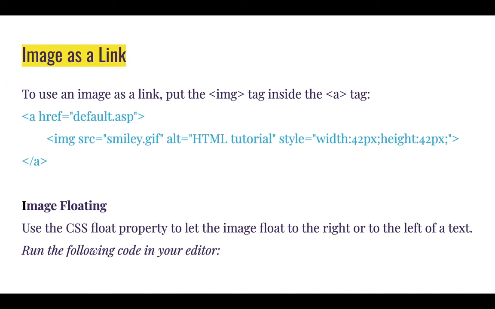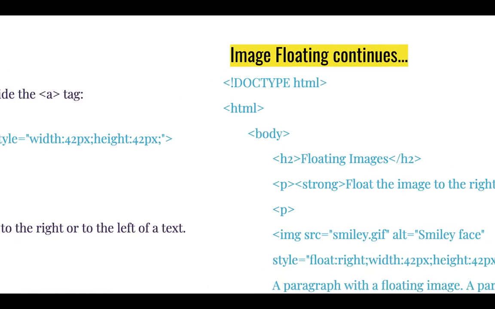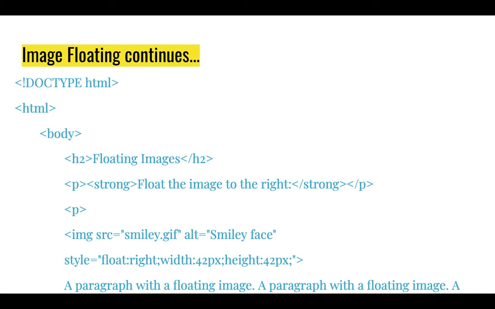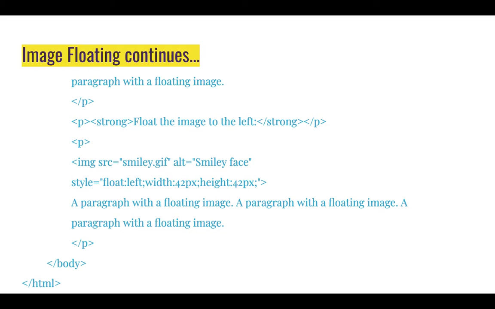Image as a link. To use an image as a link, put the image tag inside the anchor tag. Image floating. Use the CSS float property to let the image float to the right or to the left of a text. Run this code in your editor. Just copy it out. This document is always going to be in the classroom. So what you need to do is to download the document, then you copy this code, paste it in your code editor and run it.